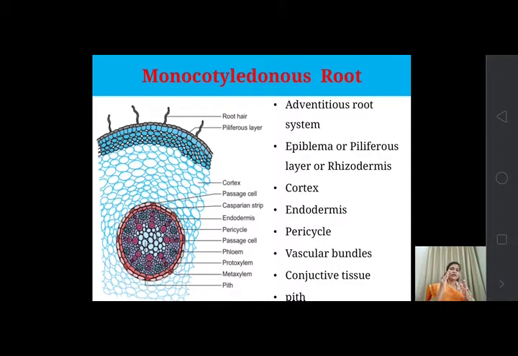Then the innermost layer of the cortex is the endodermis. It is the demarcating line between the vascular bundles and the cortex. So the last part of the cortex is the endodermis. Then inside the endodermis, a single-layered, or in some cases multi-layered, pericycle is present. Below the pericycle there are the vascular bundles.